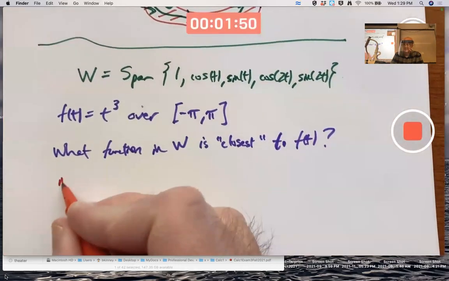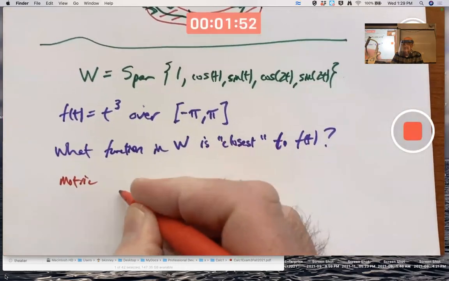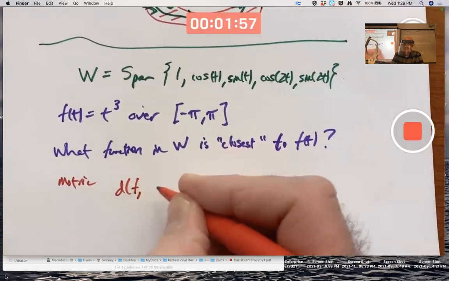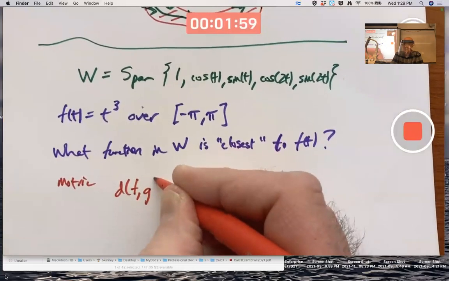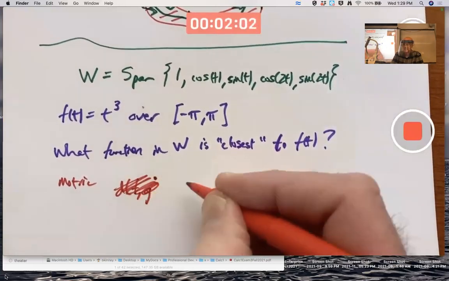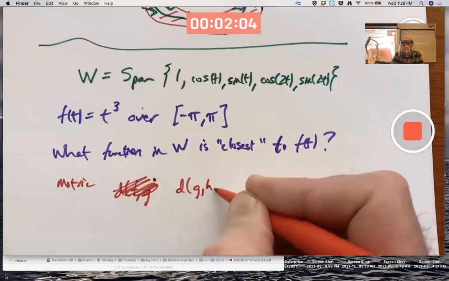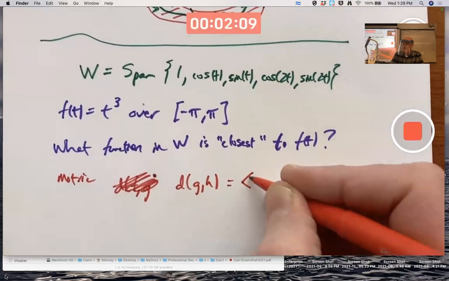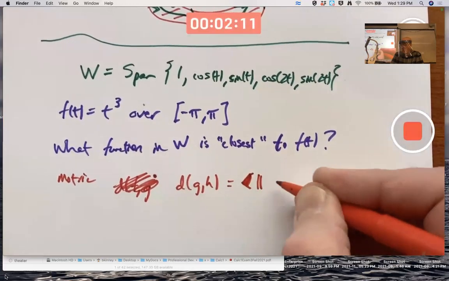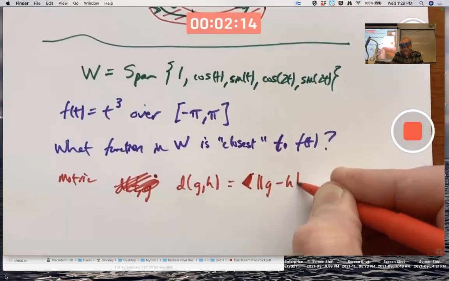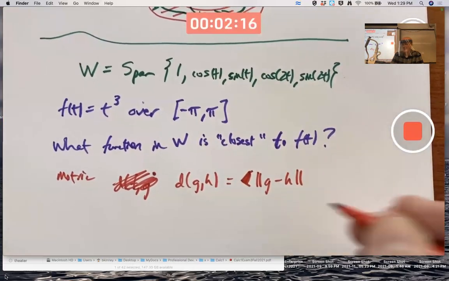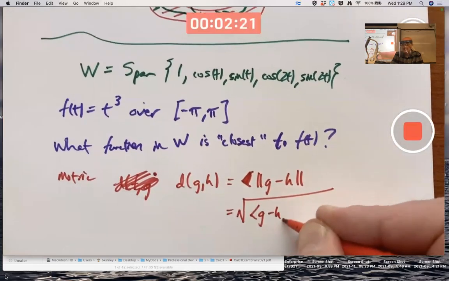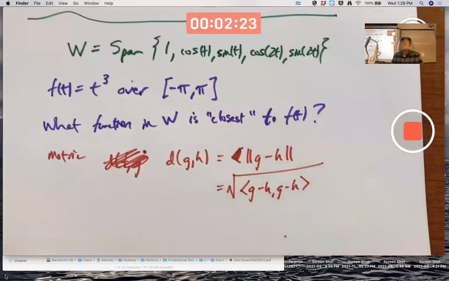The metric on this space is going to be defined by the distance between 2 arbitrary functions f and g. Well, I should probably use different letters. G and h is also represented as the norm of g minus h. But what's the norm of g minus h? It's the square root of the inner product of g minus h with itself. What in the world am I doing here?